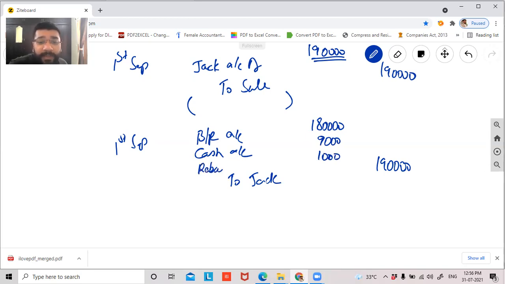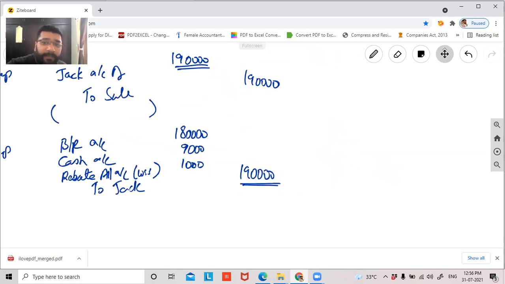So can I say this is rebate allowed? Rebate allowed is an expense, a loss. So Jack's account of 1,90,000 is settled. How? By getting bills receivable worth 1,80,000, by getting cash worth 9,000, and by 1,000 loss. This is how Jack's account is settled. Okay, not okay? Okay, sir.